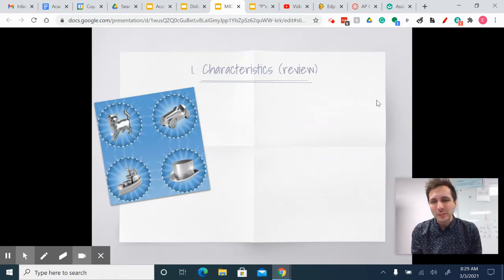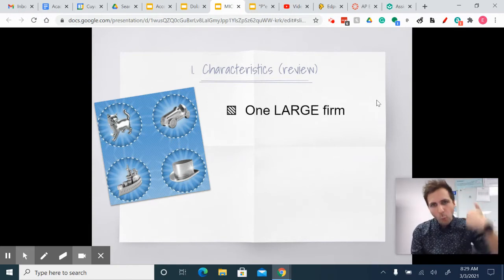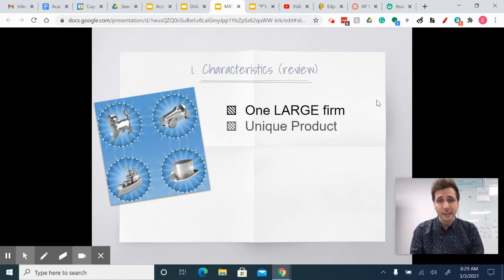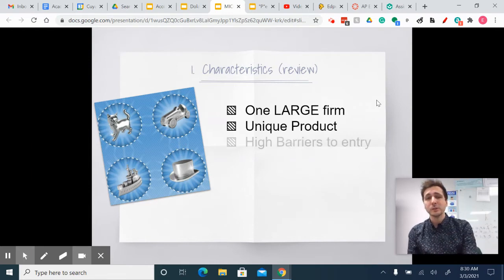All right, so characteristics of a monopoly. You know these already from the last video, but just to recap as we're diving in. First, one large firm. The firm is the market. There's no other competition. They rule everything. Two, they have a 100% unique product, a product that is completely differentiated and that cannot be replicated, maybe because of patent law or something else.